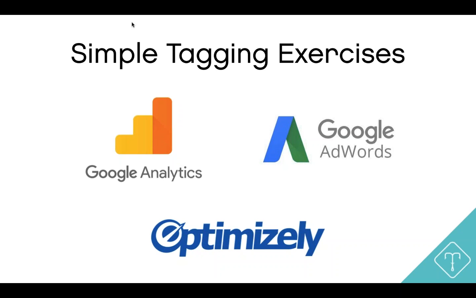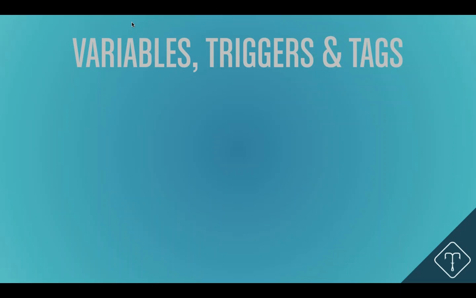Okay. Now, when we go in here into Tag Manager, you're going to find three really important concepts in here. So there are variables, triggers, and tags. Okay, and we're going to talk more about these as we go, but I think it's important to understand what these are from a conceptual level first.